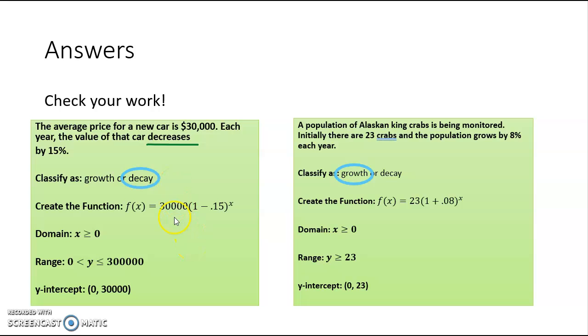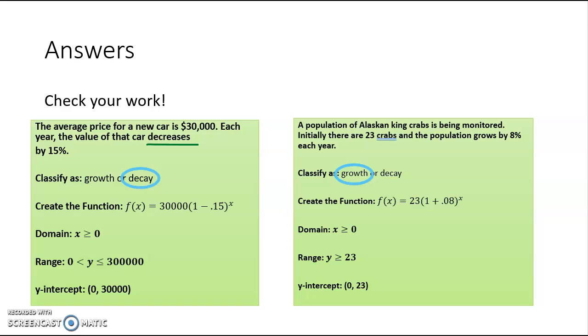To write the function, we put the starting amount here in front of the parentheses, and then we do 1 for 100%. This problem was decreasing by 15%, so I will subtract 15% from my 100%, and I'm raising that to the power of x. If you wanted to simplify that function, you could.